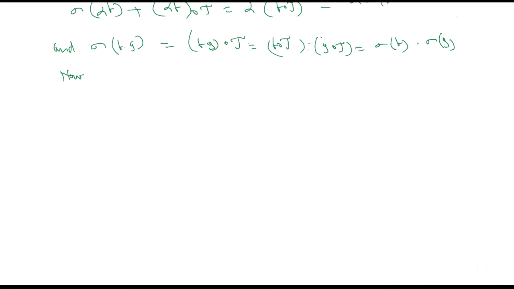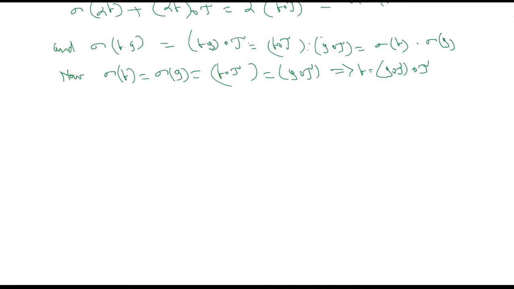Now if sigma of f equals sigma of g, then f circle tau equals g circle tau, that implies f equals g circle tau circle tau inverse, that equals g. That is equation number 1.